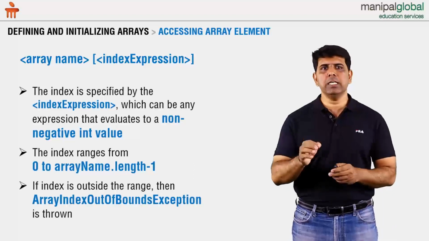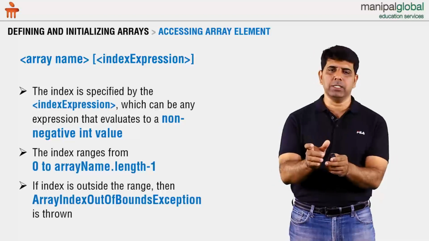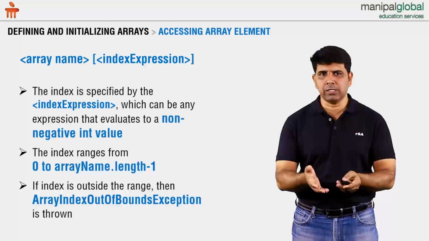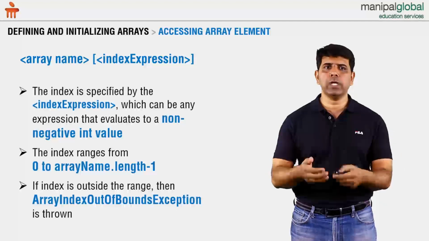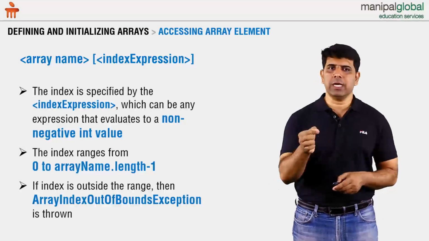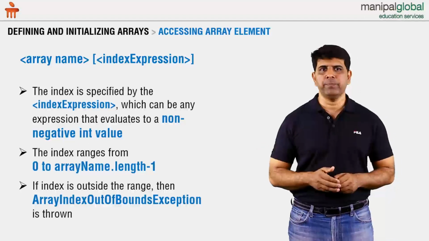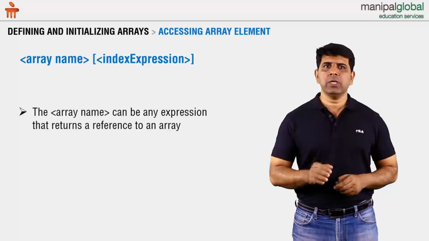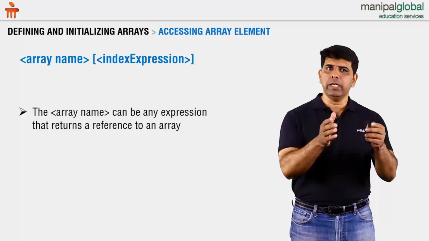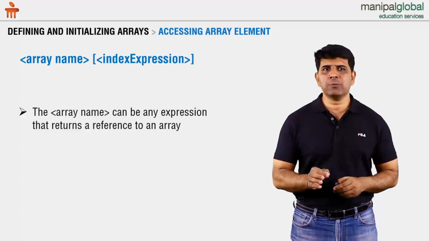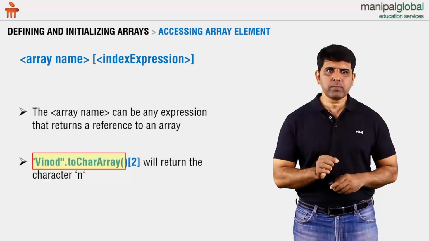Now, if the index is outside the range, say you have an array of 10, so the max index is 9, and you're trying to access the 10th index, you get an array index out of bounds exception. It is always a good idea to check that the index you're trying to access is well within the range of 0 and array name dot length minus 1. So the array name can be any expression here. While the index happens to be a non-negative number, the name of the array itself can be any expression that signifies an array. Now here is an example.